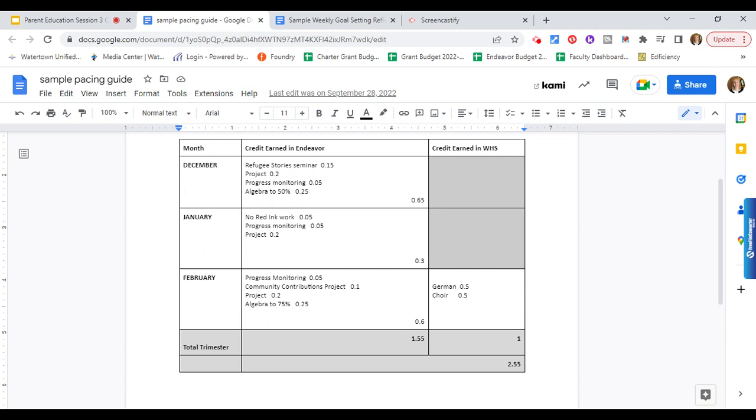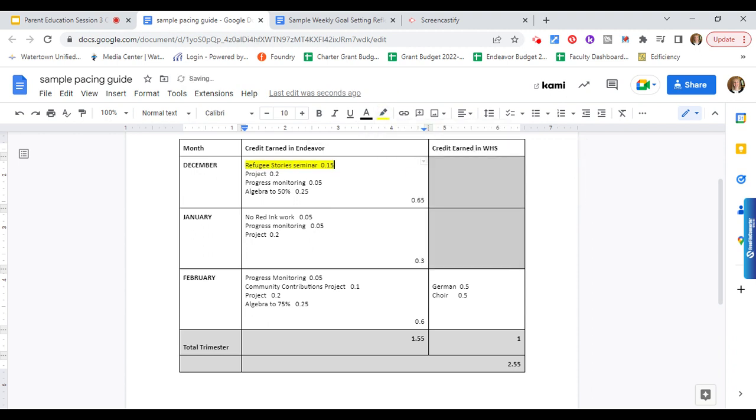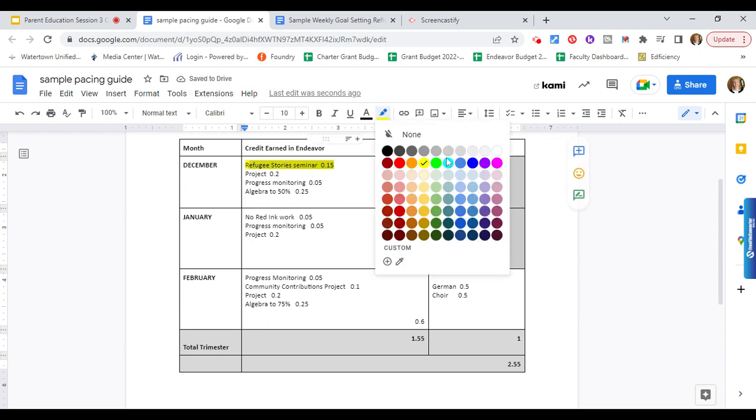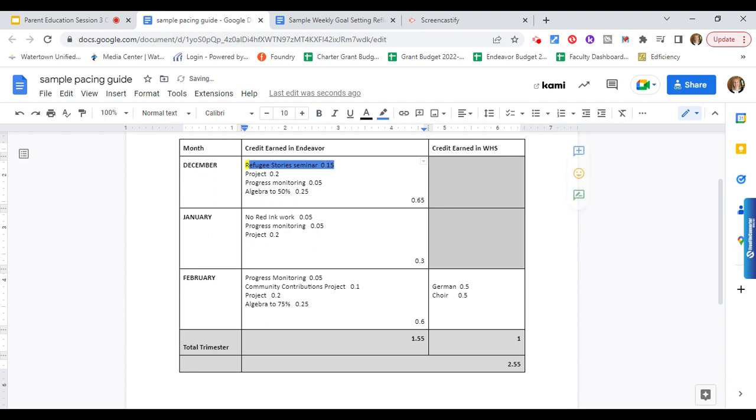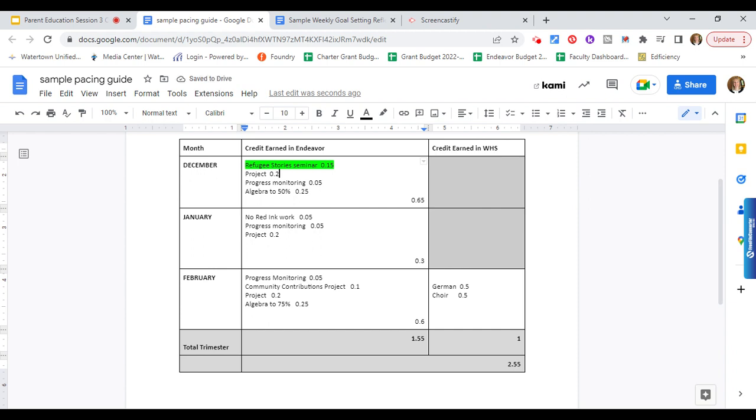Most students will also use this pacing guide and highlight the things yellow that they have in progress, blue that they have turned in, or green if their item is complete and they have earned the credit that they had set for a goal. This helps both students, parents, and advisors see what the student has finished. Unfortunately, there are also some times where we highlight things red, and that means that they did not earn the credit for one reason or another on that particular item.